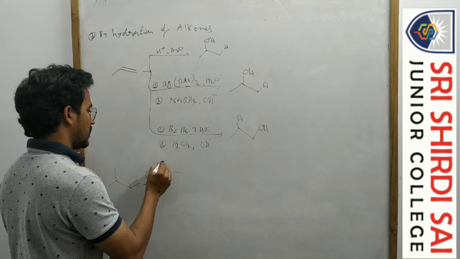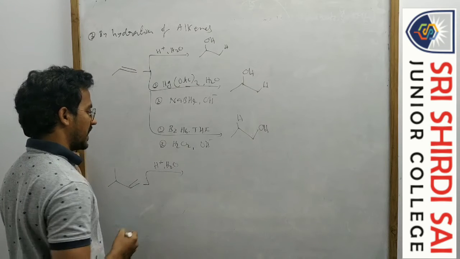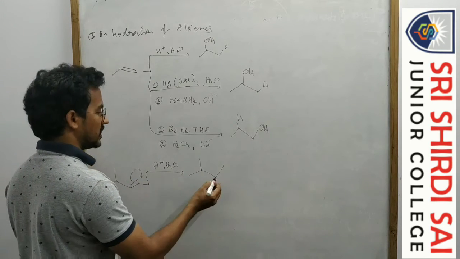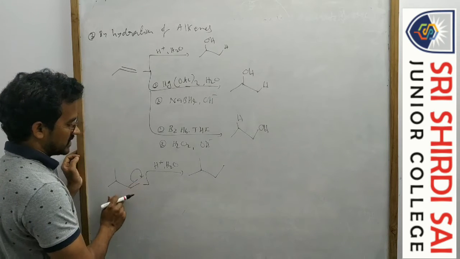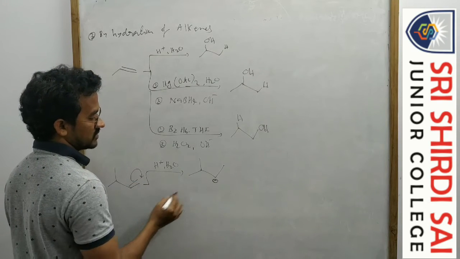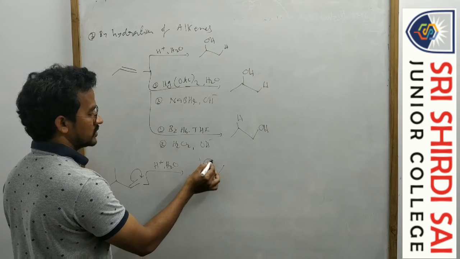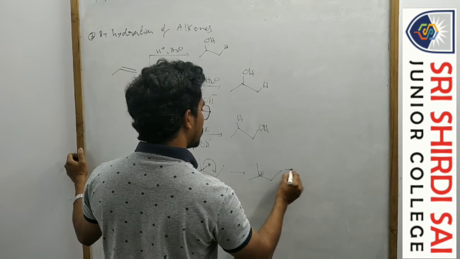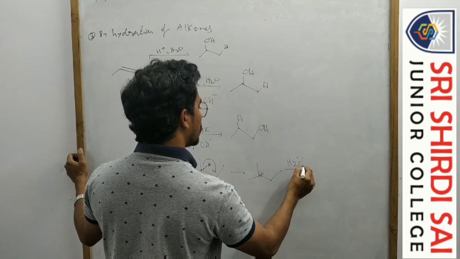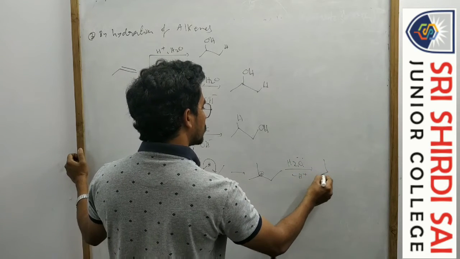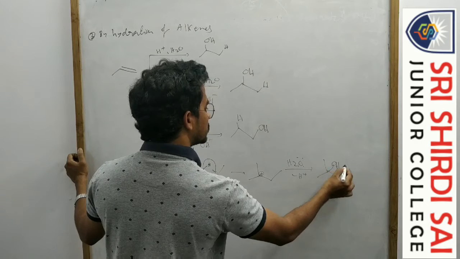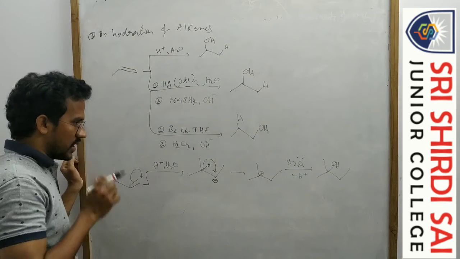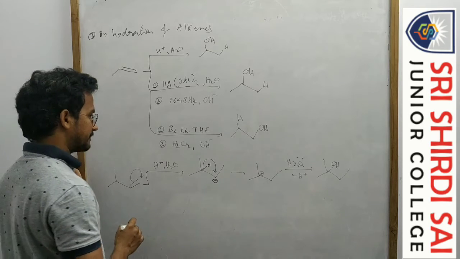Actually here, in acid medium hydration, protonation takes place first. Protonation of this alkene, then H plus attacks the carbon, and the other carbon carries a positive charge. So it is the secondary carbocation. Here a hydride shift takes place and you will get the tertiary carbocation. Now it is attacked by the water molecule followed by deprotonation, giving OH. That's it. We studied this in first year and recently we revised those topics also.